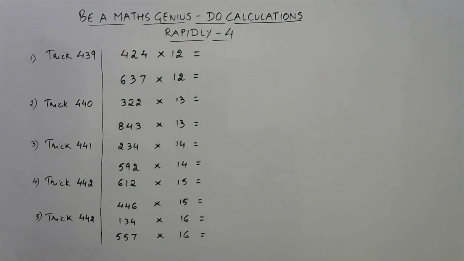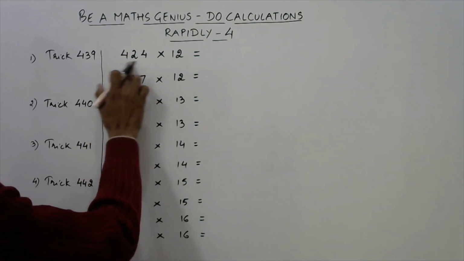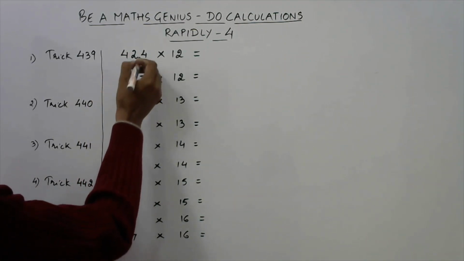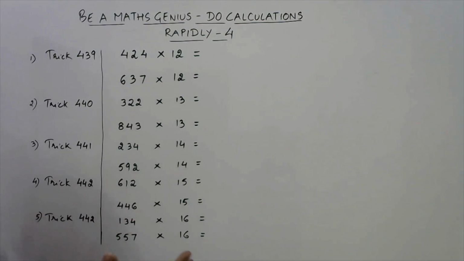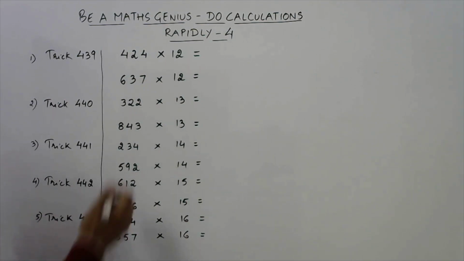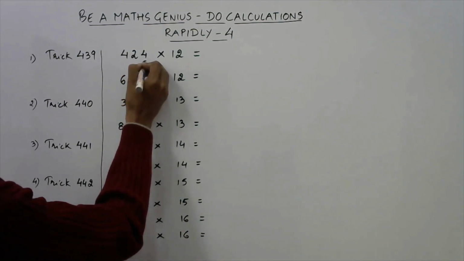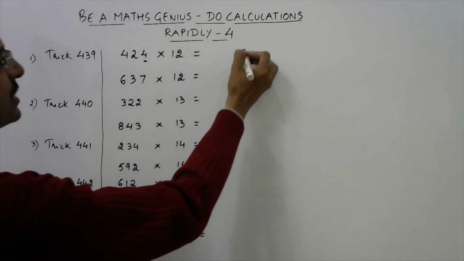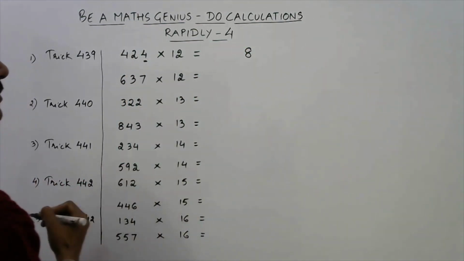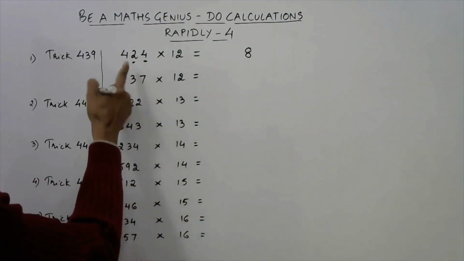That too in a single step. Now let's discuss this method. All we need to do is to multiply each digit by 2, not by 12, and follow a simple procedure. Start with the unit place. See, double of 4 is 8. So we have 8 here. Double of 2 is 4.